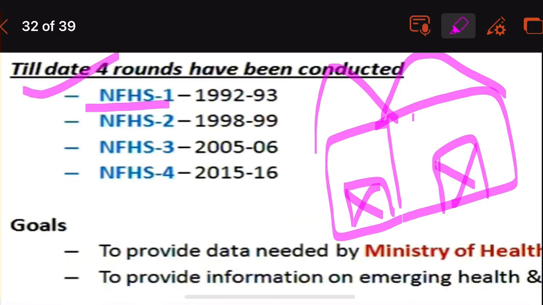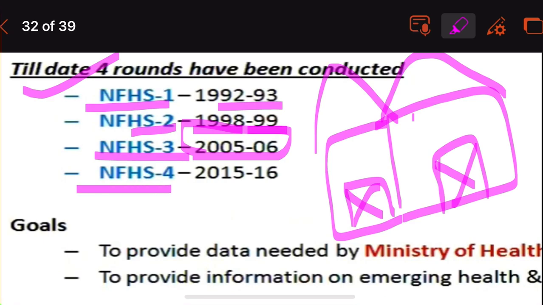NFHS 1 was conducted in 1992 and 93. NFHS 2 was conducted in 1998 and 99. NFHS 3 was conducted in 2005 to 6, and NFHS 4 was conducted in 2015 to 2016.